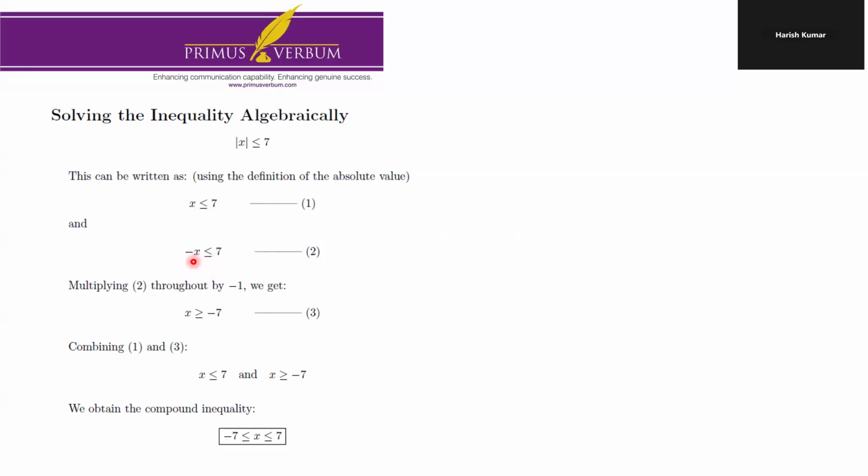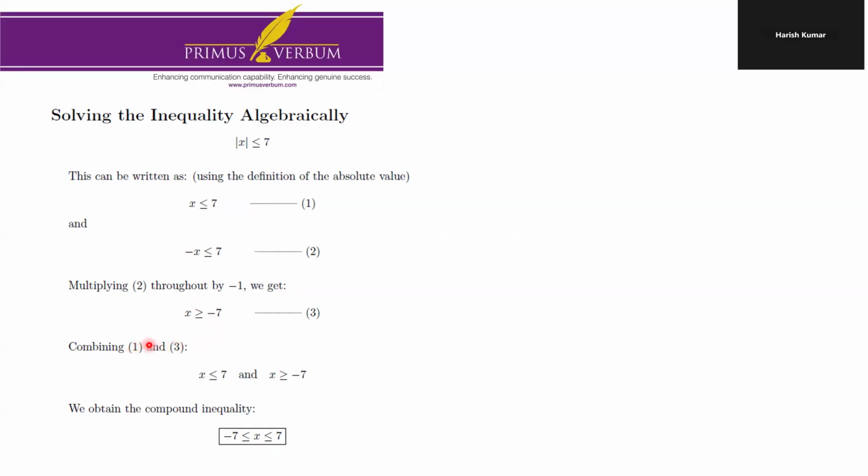Now, we don't want this minus sign in front of x, which is a variable, because it can get messy. So the convention is to get rid of negative signs in front of variables. We can do it by multiplying equation 2 throughout by minus 1, in which case we flip the direction of the inequality sign, and we get x is greater than or equal to minus 7. So minus x less than or equal to 7 becomes x is greater than or equal to minus 7.